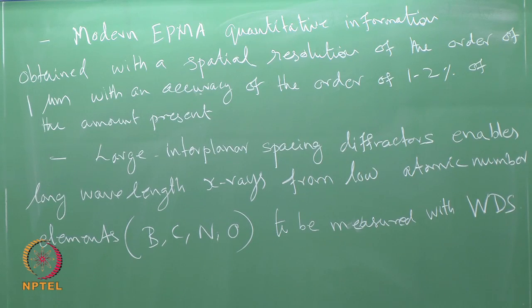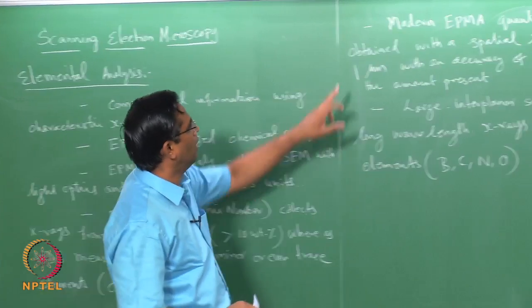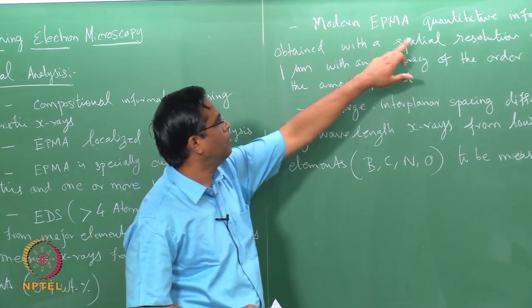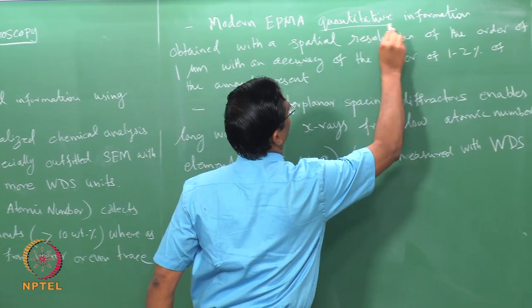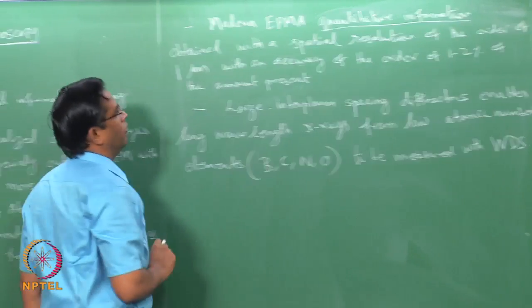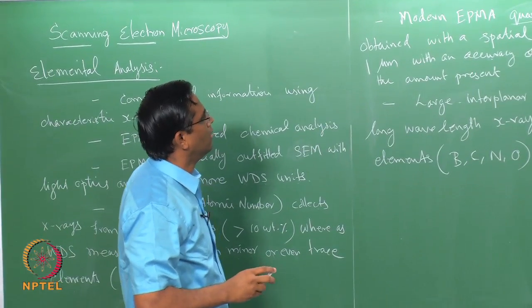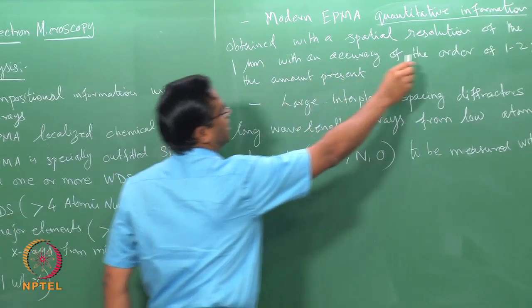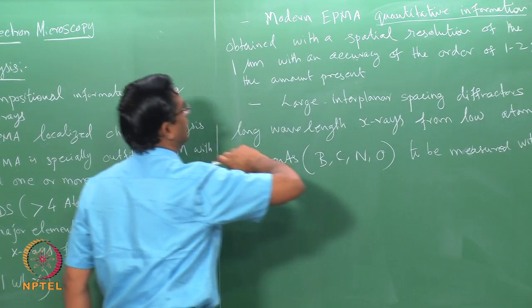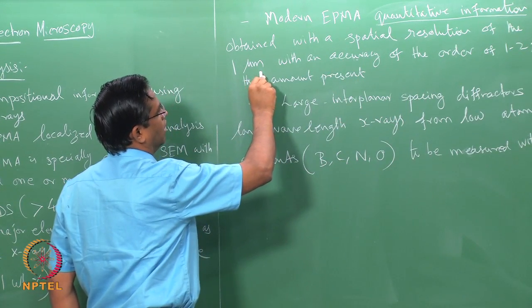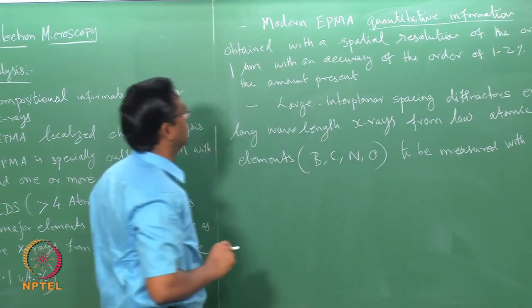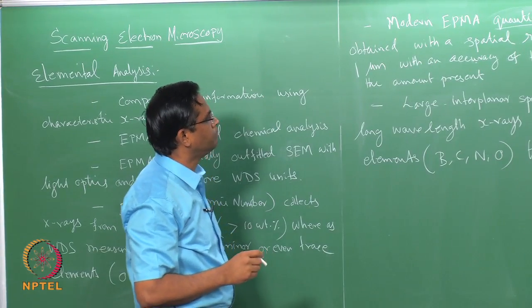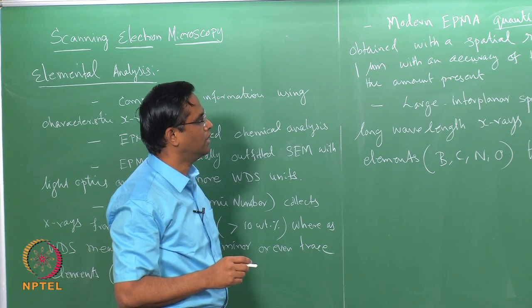So the final point to the elemental analysis with a modern EPMA: you can get quantitative information from your specimen within a spatial resolution of the order of 1 micrometer, with an accuracy of the order of 1 to 2% of the amount present.